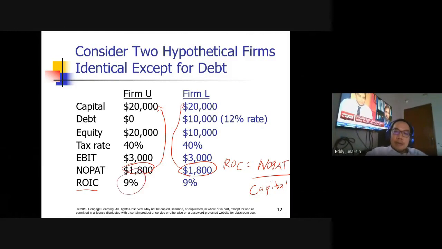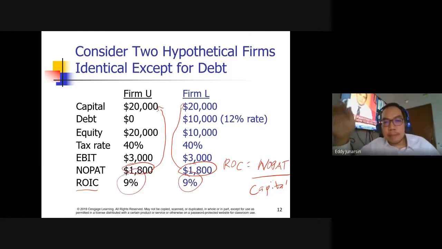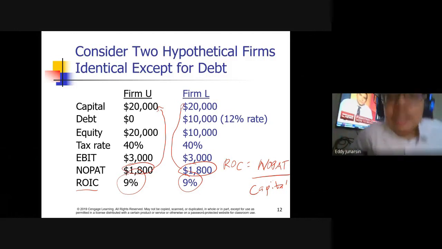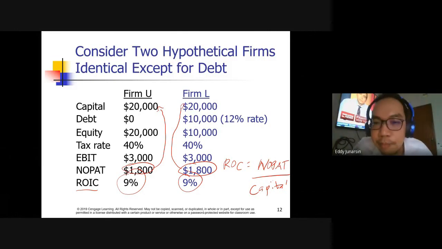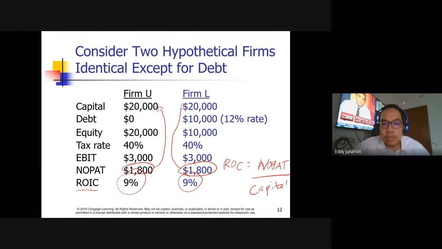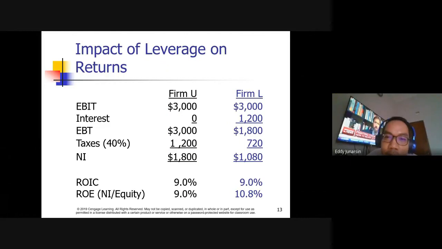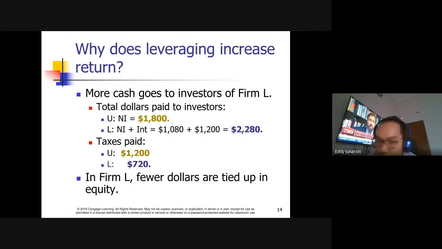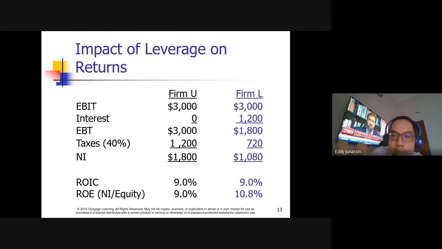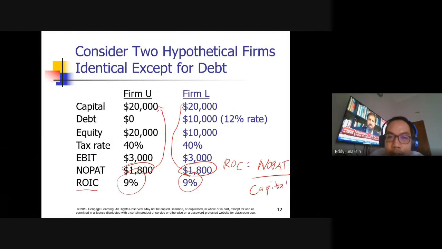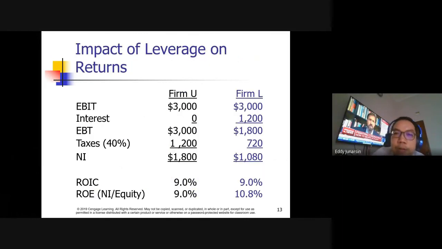So we have two comparable firms actually, except that firm U is unlevered, so it doesn't employ any debt financing, whereas levered firm L is using 50% debt of its capital. Okay, so now let's see what is happening to their profitability levels. From the story here, we know that their operating profits are the same, 3,000. But firm U has no debt, right?